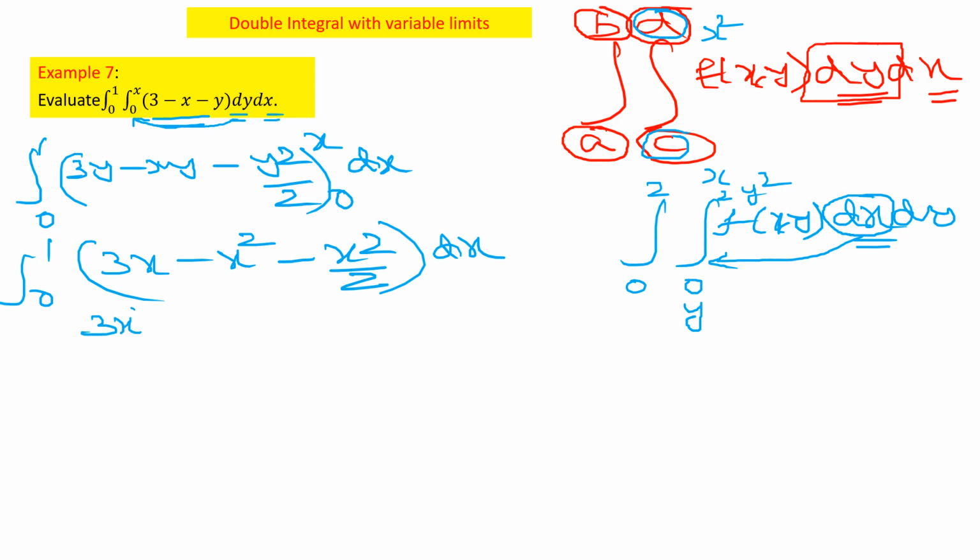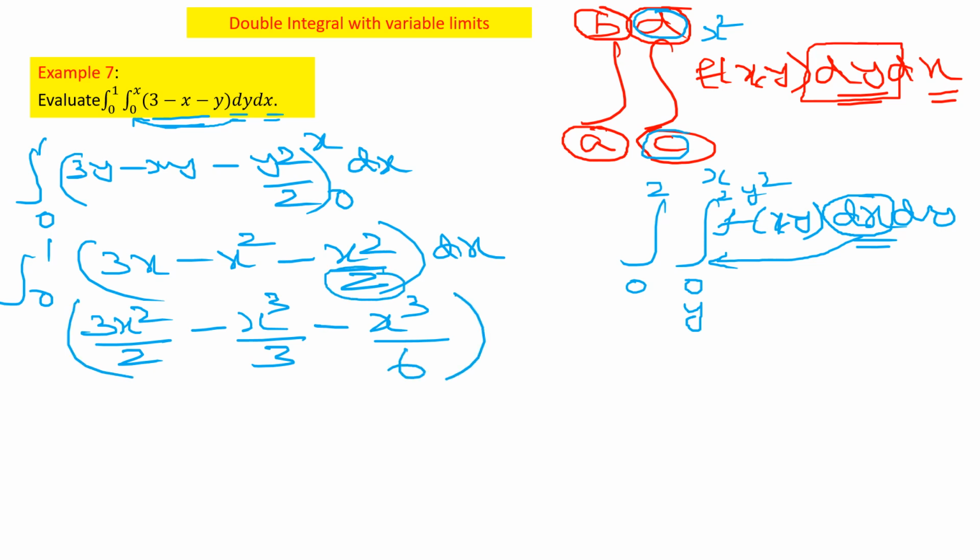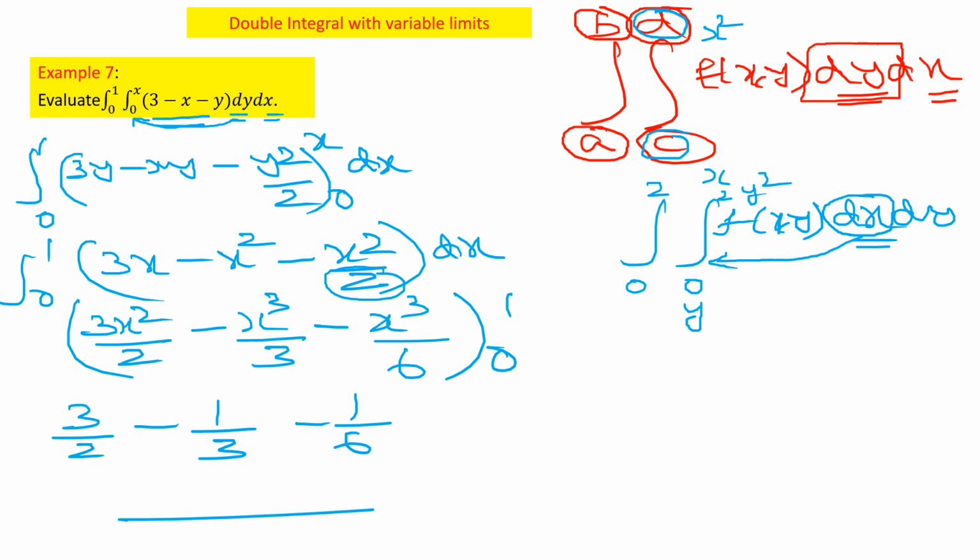Now I have to integrate every term with respect to x. So I will get 3x squared by 2. The second term will become x to the power 3 by 3. The third term will become x to the power 3 by 3, and we already have 2, so 3 times 2 is 6, between the limits 0 to 1. If I substitute the limits, it will give 3 by 2 minus 1 by 3 minus 1 by 6. By taking 6 as the common denominator, we have 9 minus 2 minus 1, so this gives 6 by 6. So the final answer is 1.